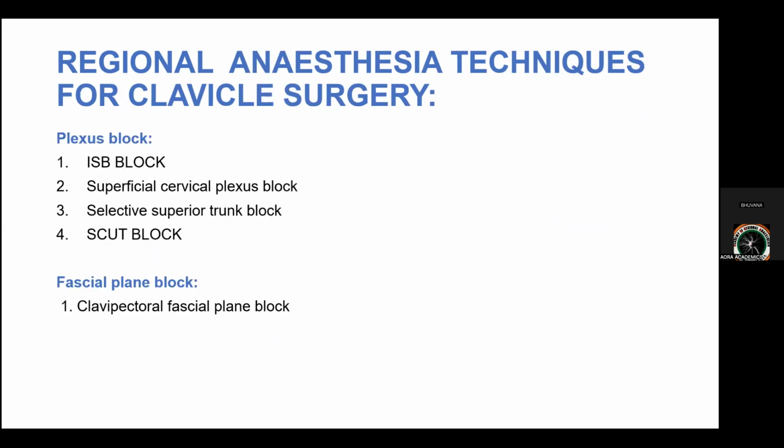Regional anesthesia strategy for clavicle, the techniques can be divided into two. One is plexus blocks, with interscalene block, superficial cervical plexus block, and selective superior trunk blocks. In fascial planes, we have clavipectoral fascial plane blocks.